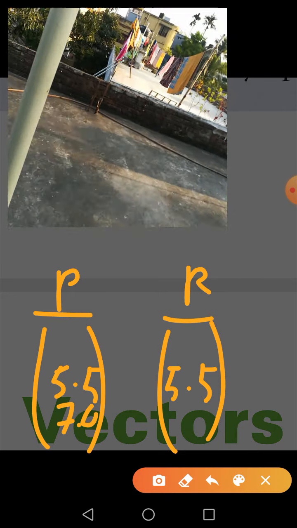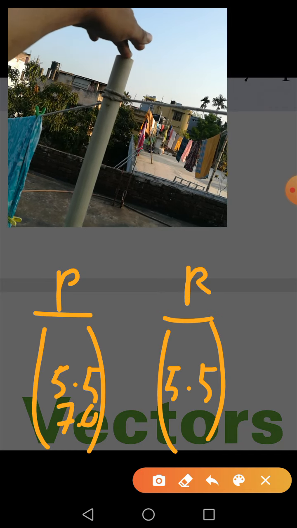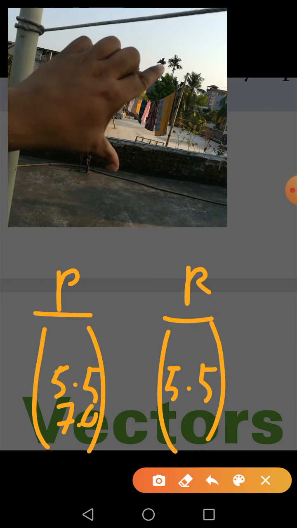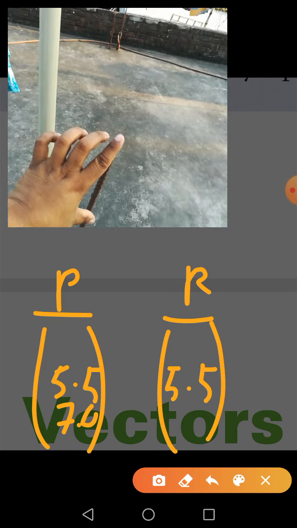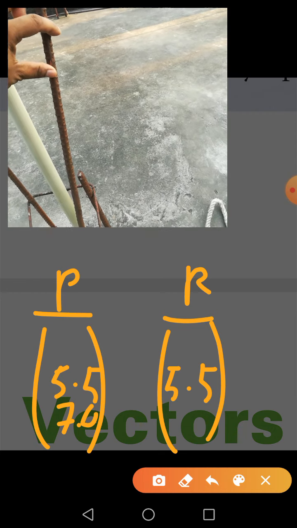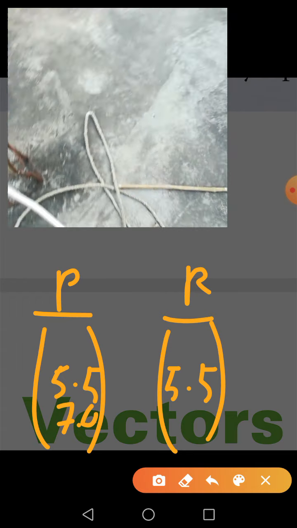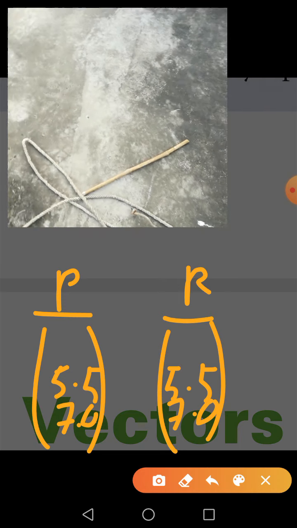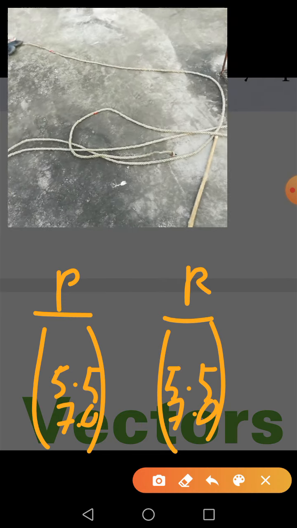For the rod, let's start from the level of the pipe again, because this is our start of the z-axis. So 1, 2, 3, 4, 5, 6, 7. Here we have again 7. So look, along both the y-axis and the z-axis we have moved the same distance. Now let's consider the x-axis.